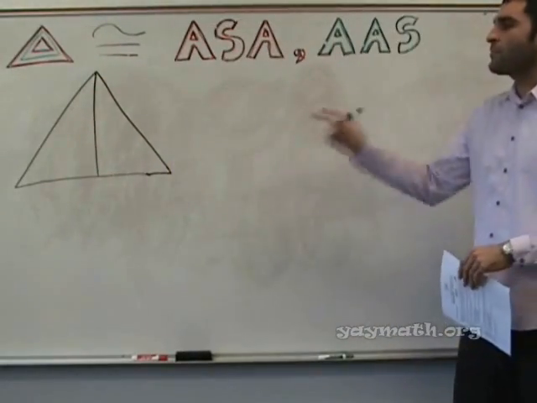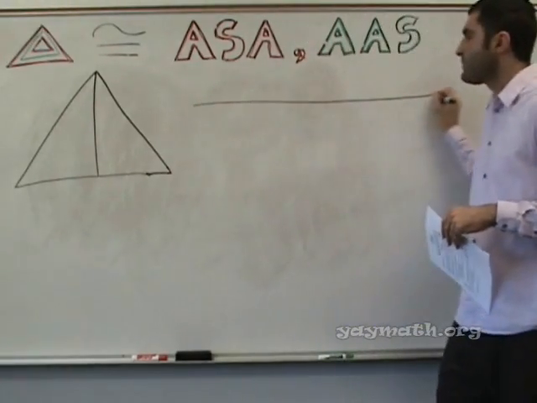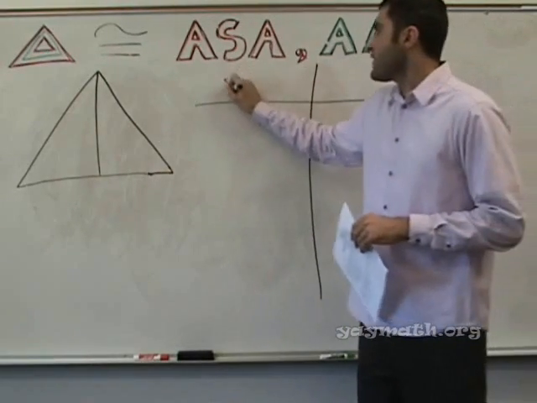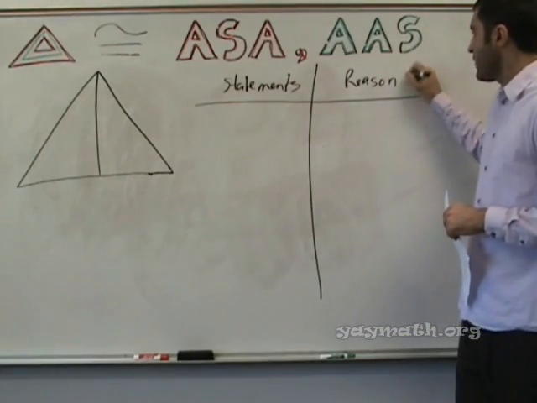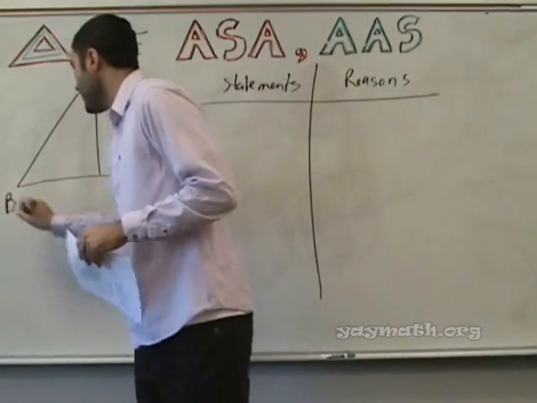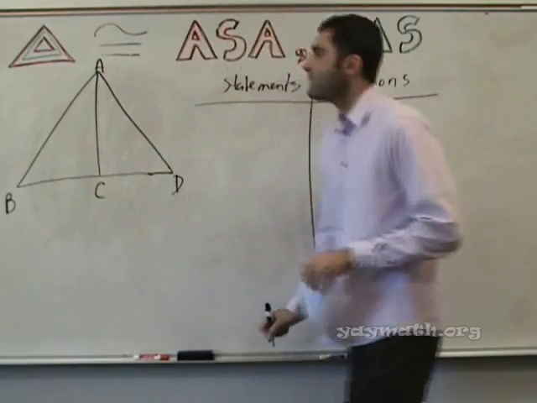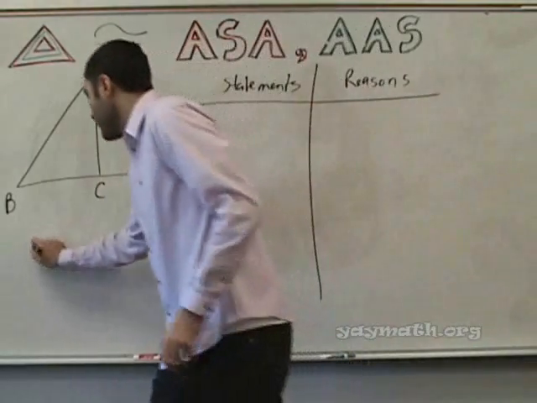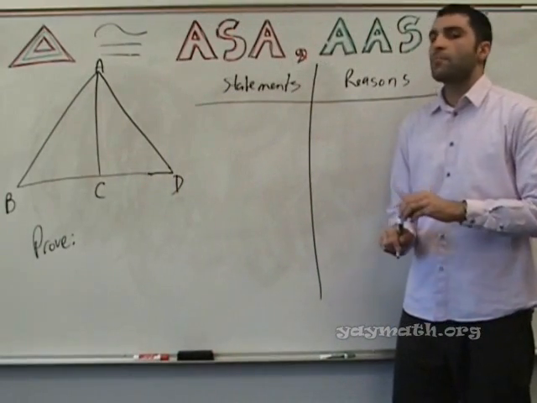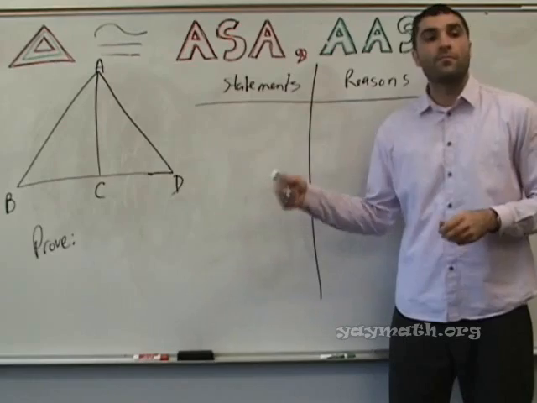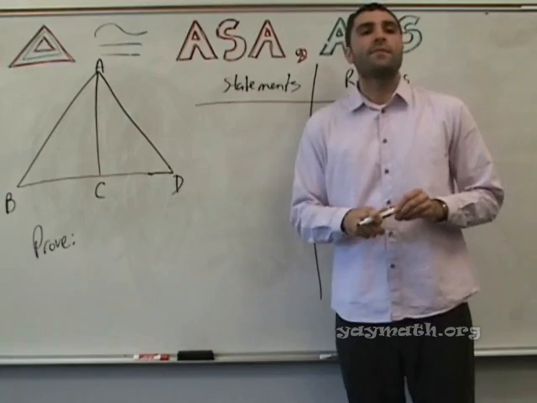Okay, so we want to prove these triangles congruent. Let's do it. Let's set up the given, statements, and reasons. Let's go B, A, B, C. Okay, so what do you think? Remember, the purpose of this entire lesson, as we do our last thing today, is to prove triangles congruent. What would be the prove statement? Prove that BCA. What is BCA? A triangle.